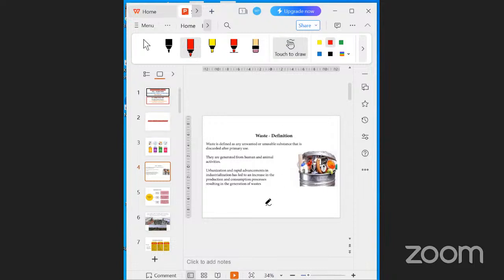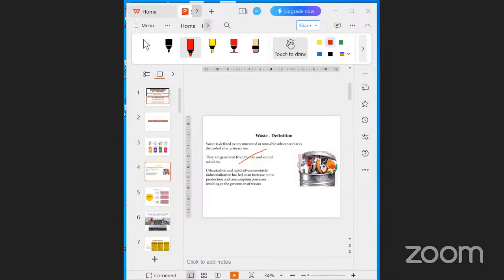They are generally generated from human and animal activities. Urbanization and increased advancement in industrialization have resulted in the generation of a huge amount of waste. Over the years, the waste accumulates and has a lot of impact on the environment and the health of an individual. So this is the definition. Waste management is intended to reduce the effect of waste on the environment and health.